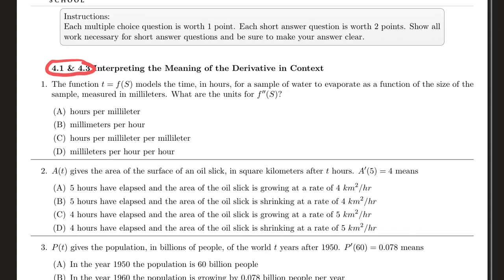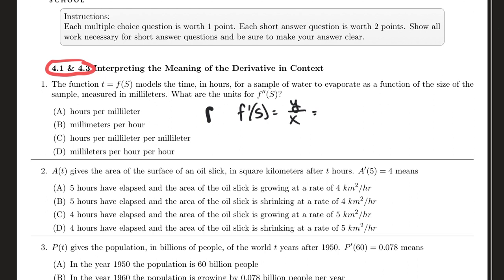The function t equals f of s models the time in hours for a sample of water to evaporate as a function of the size of the sample measured in milliliters. What are the units of f double prime of s? So if I remember, f prime of s is the slope of the tangent line, and the slopes have our y values on top of our x values. So for the first derivative, we just put whatever unit is our output on top, whatever unit is the input on the bottom.